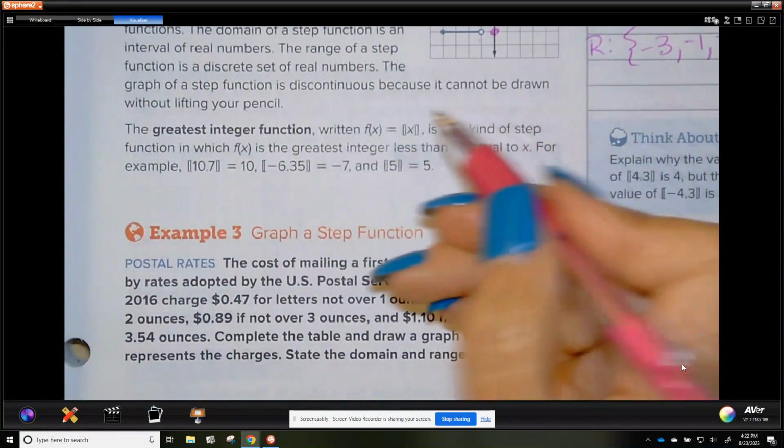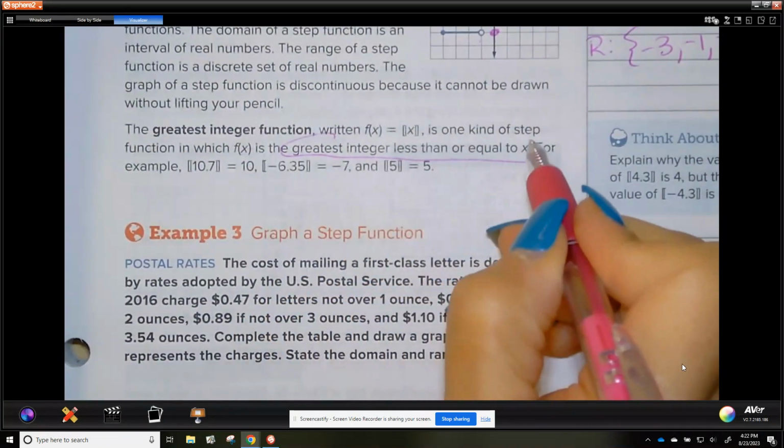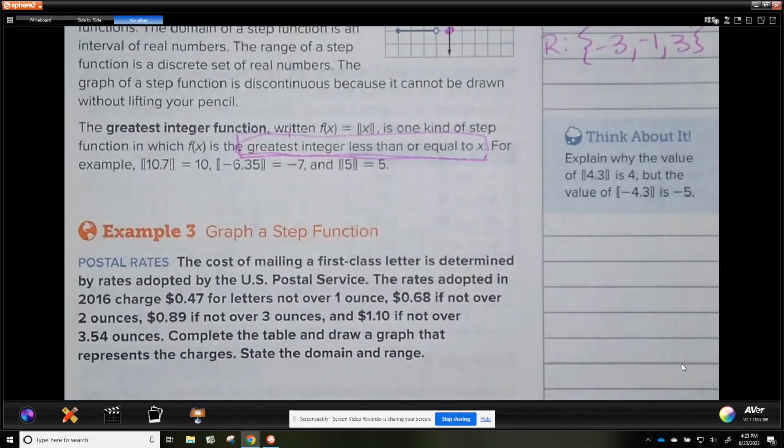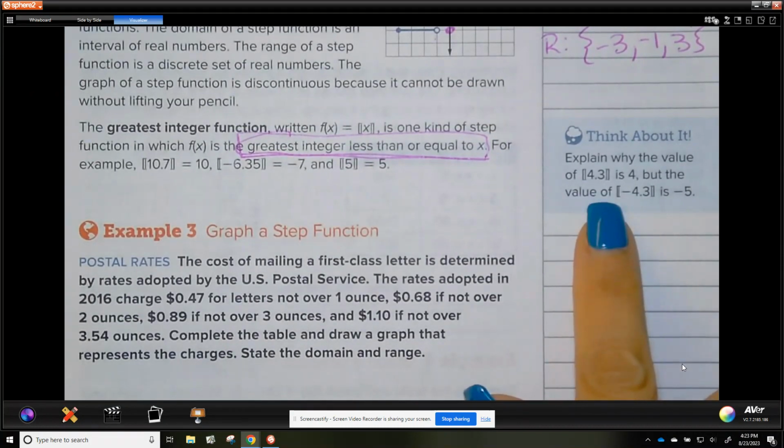Greatest integer function. I've been doing this today, and I'm a little confused. I should have watched something on it before I did it. I can't explain this.